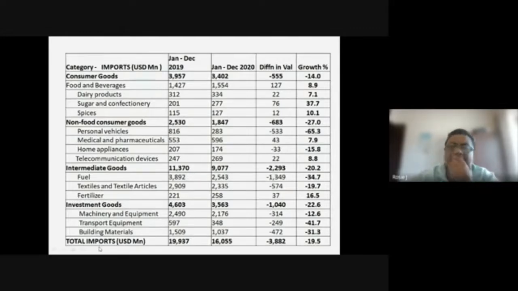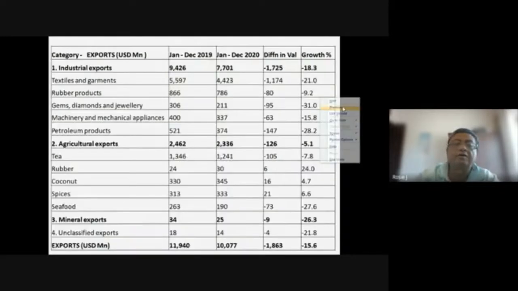Okay. Now you don't have to worry about that. But just see the figure here. The figure here shows 16,055 million, right? That means 16 billion. We have imported, we have bought items for $16 billion and we have exported for $10 billion. You see? Can you see?